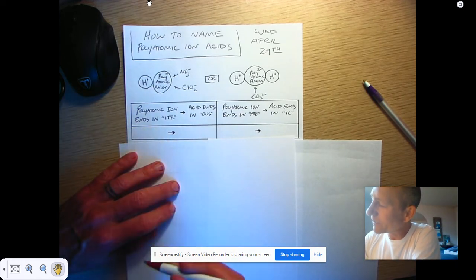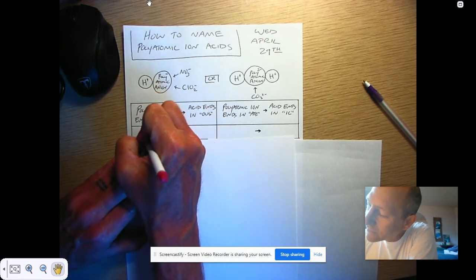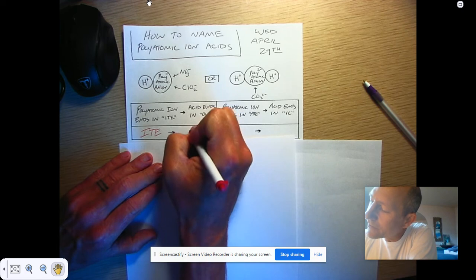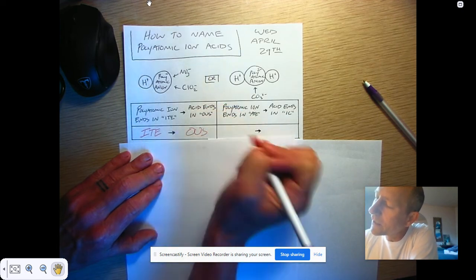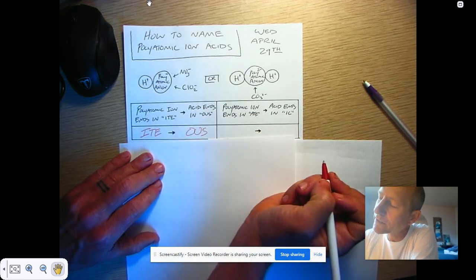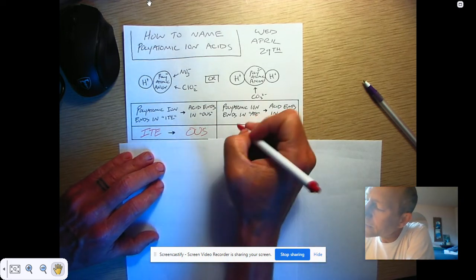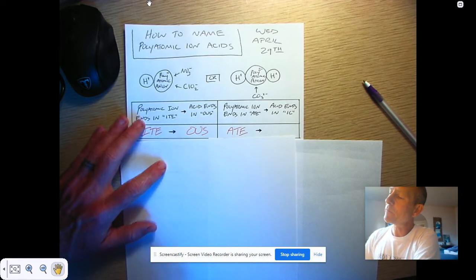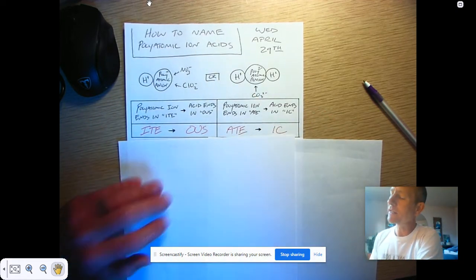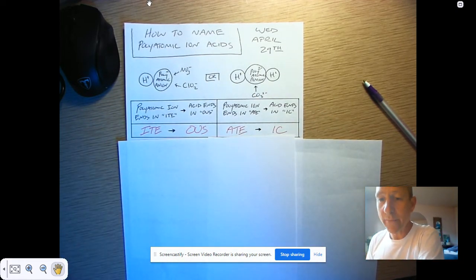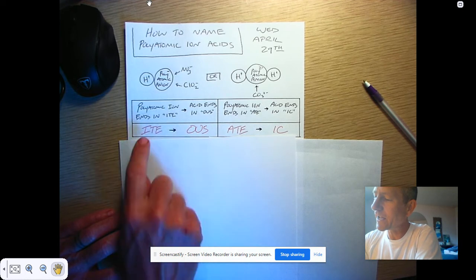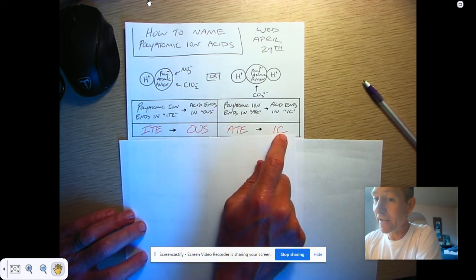So in summary, if it ends in "ite", the name of the acid is going to end in "us", O-U-S. And if the polyatomic ion ends in "ate", then the name of the acid is going to end in "ic". So here's how I remember it. You do what you like, but I just go "ite, ous; ate, ic", "ite, ous; ate, ic".